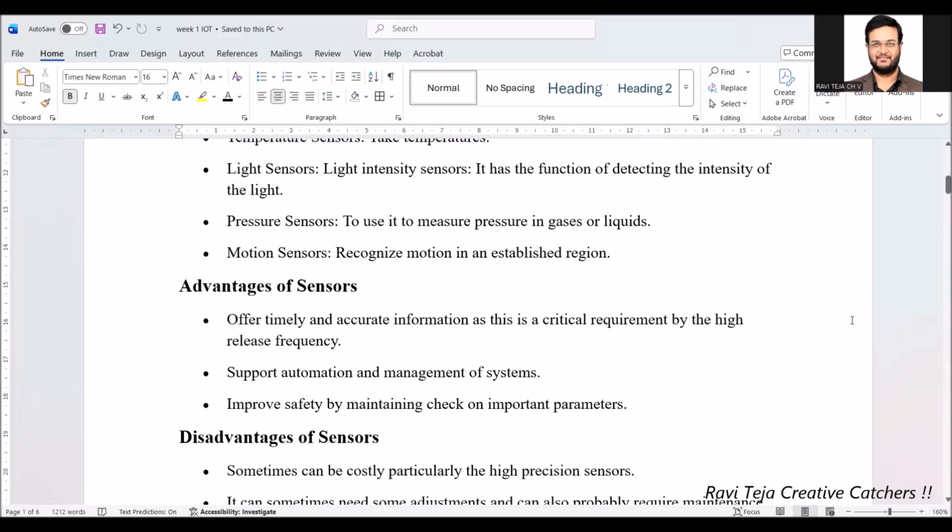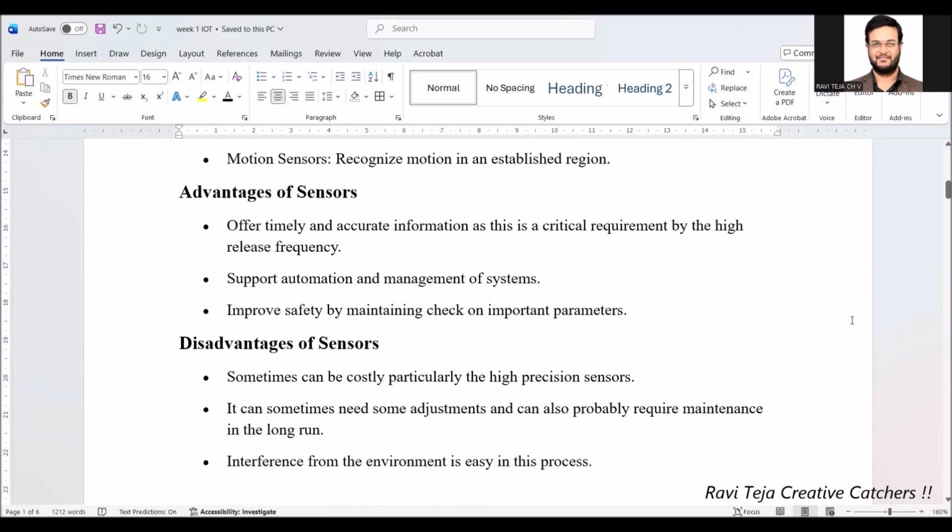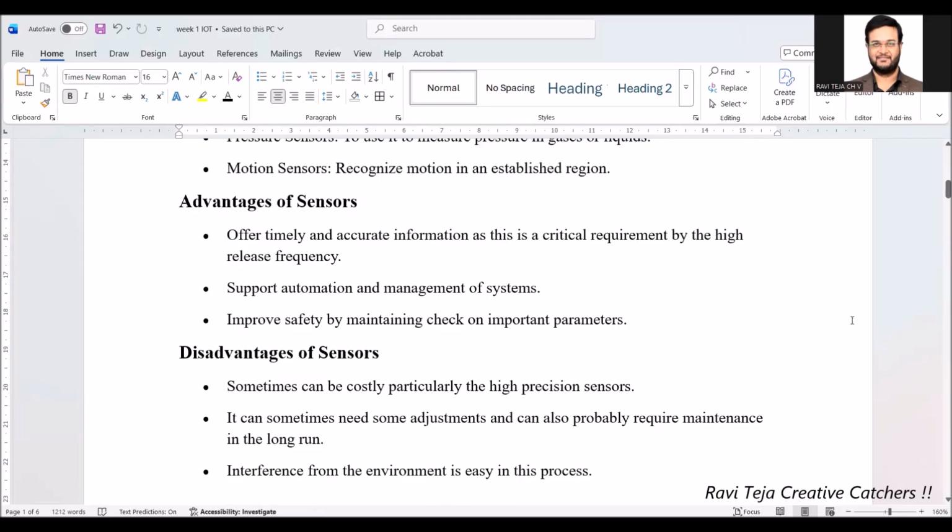Now, coming to the advantages of sensors, let's see some of them. It offers timely and accurate information, as this is a critical requirement by high release frequency. Not only that, it supports awesome automation and management of systems. And the third advantage we can consider is that it improves safety by maintaining a check on important parameters.